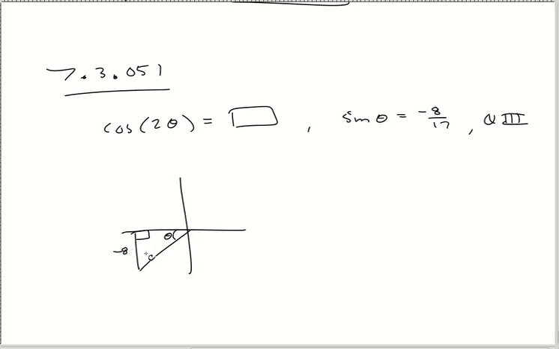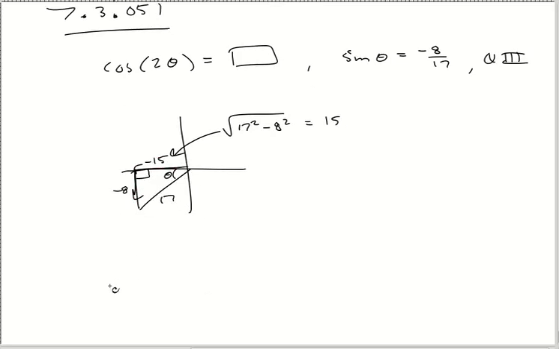Opposite, hypotenuse. To find my adjacent, I'm going to do the Pythagorean theorem, which I did do. It came out to be a 15. But remember that this is a negative 15 because we're going negative x, negative y, all that kind of stuff. So, cool, we have a constructed triangle.